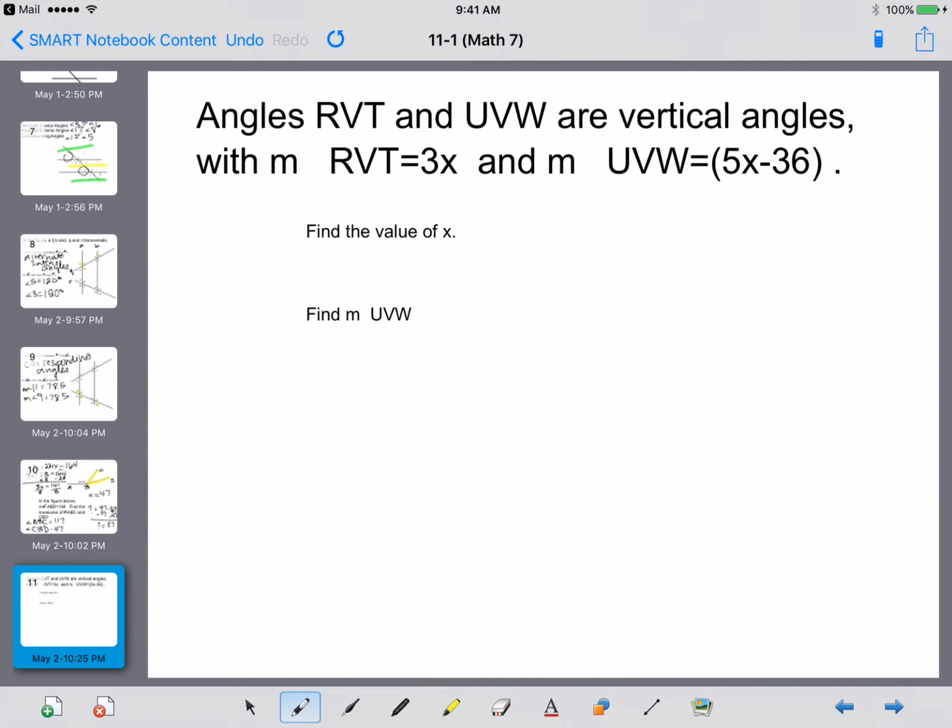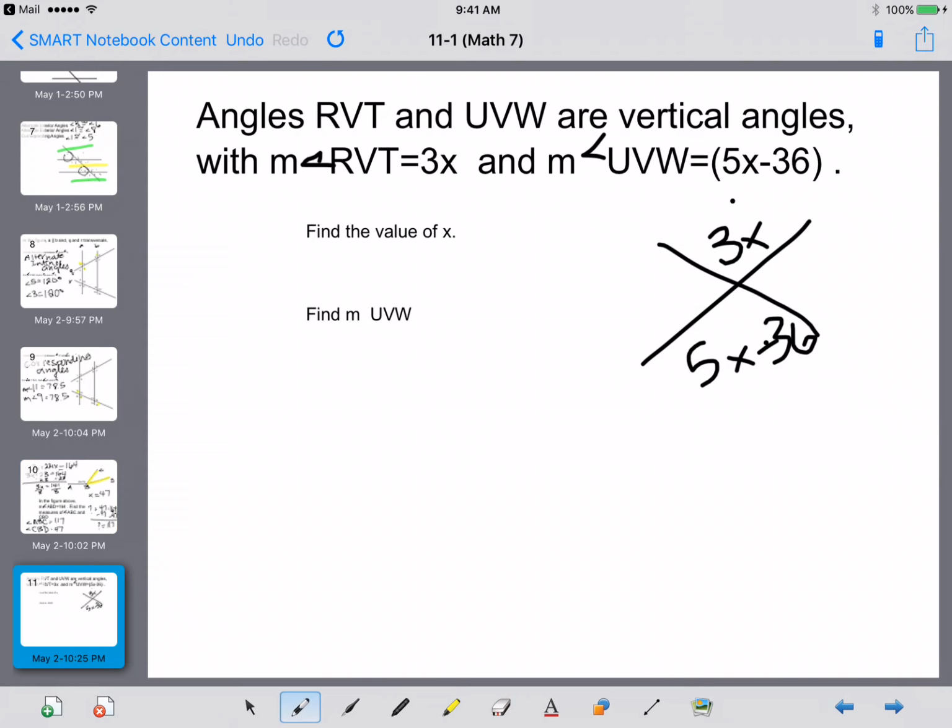And on this last one, pause, try it on your own, and compare with me. It says angles RVT and UVW are vertical angles. What are vertical angles again? Oh yeah, they're opposite. So one of them's here and one of them's over here. So if RVT equals 3x and UVW equals 5x minus 36, how do we figure out the value of x?